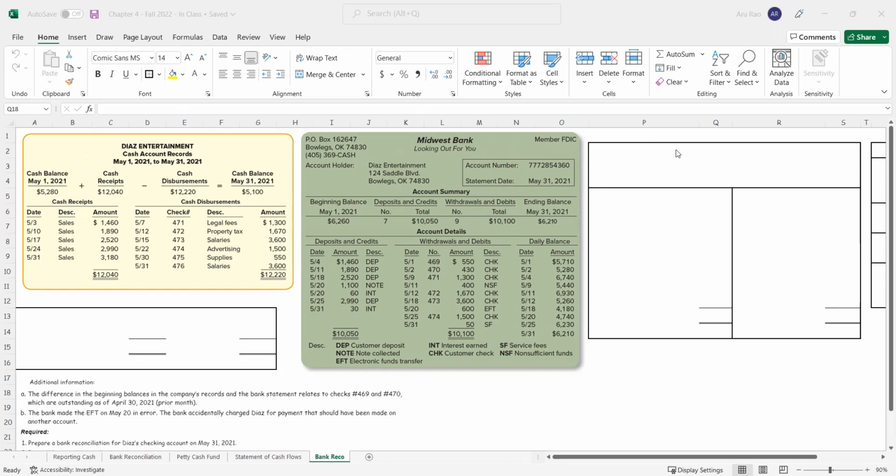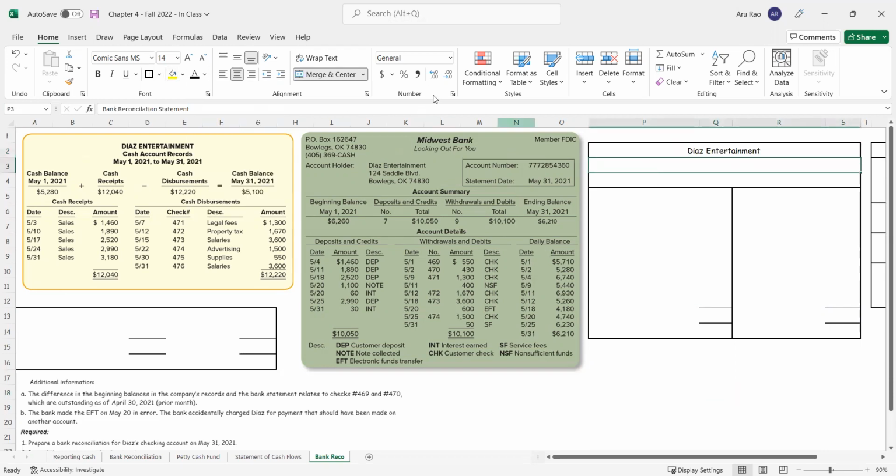So for all formal documents, we need to have a header. And the first line of the header, we're going to write the name of our company, which is DS Entertainment. Second line, we identify what statement it is. It's a bank reconciliation statement. And the third line, we're going to write the date on which it has been prepared, and it's May 31st, 2021. So with that information in place, let's take a look at what we need to do.